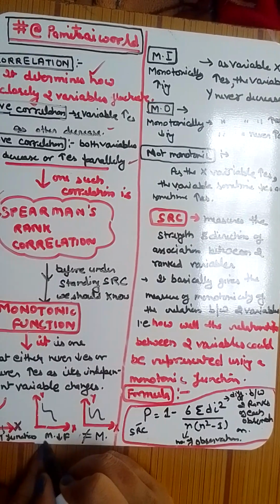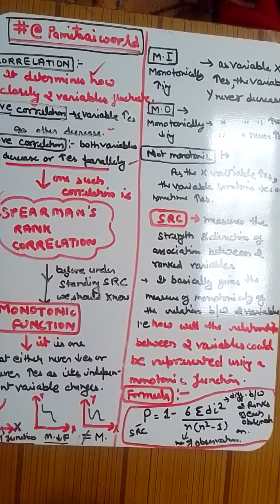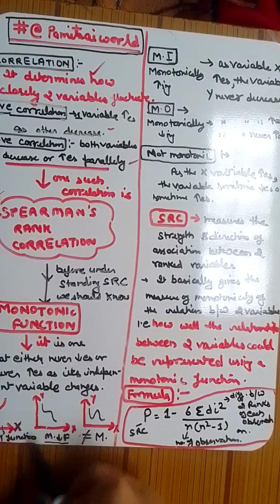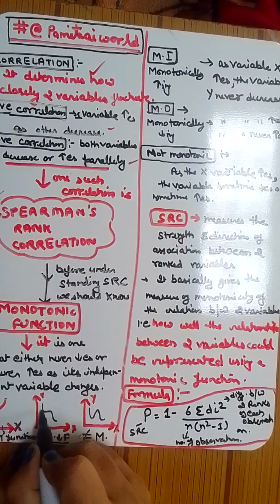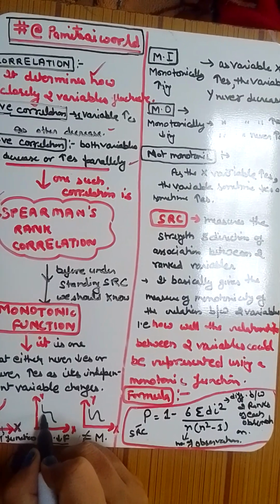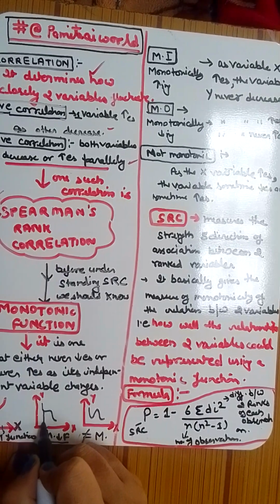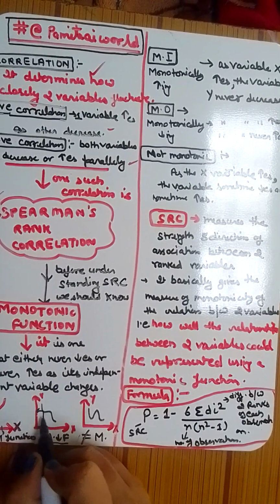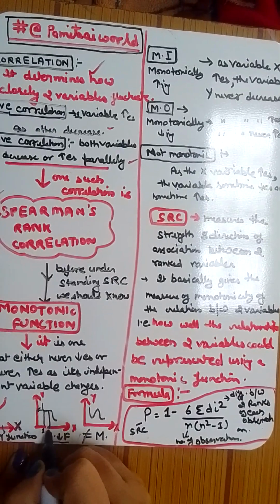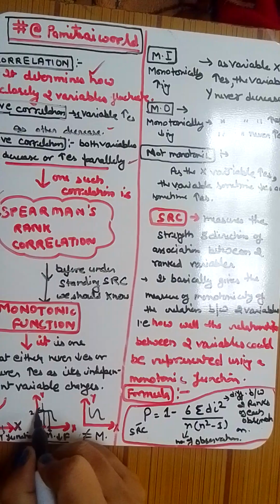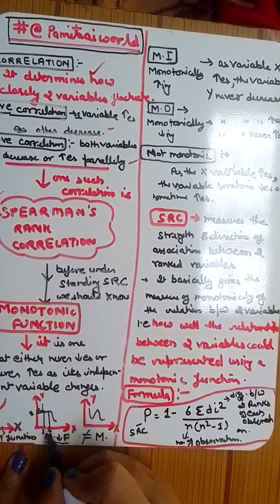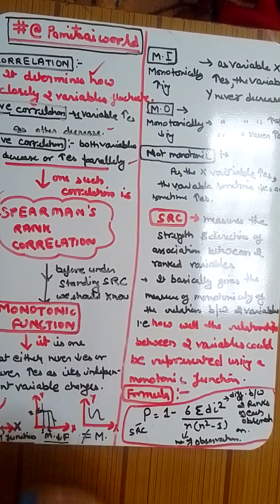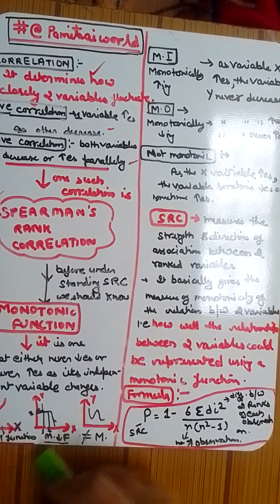But now we come to the monotonically decreasing function. Here, let's see, if variable x is increasing. Here x is at 1, and here y is at this place. Here again x is at 2, but y is at the same place where it was previously. So what is happening? Here x is increasing, but y is not increasing. Fine. Monotonically it is not increasing. So that is called a monotonically decreasing function.